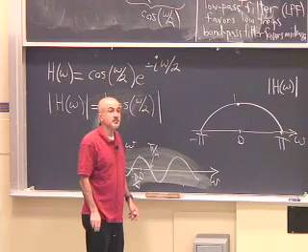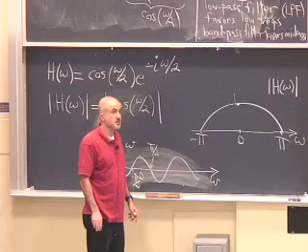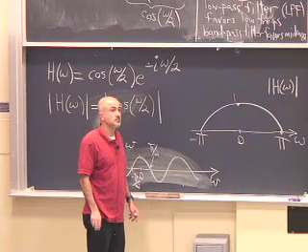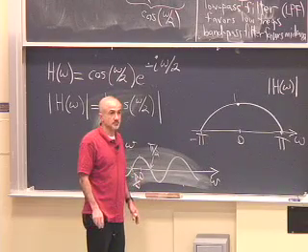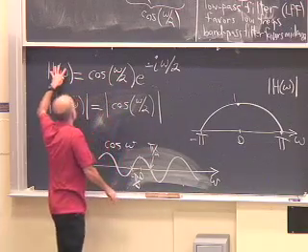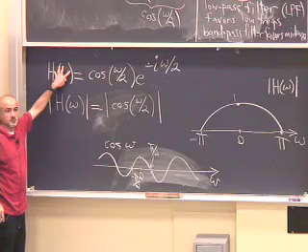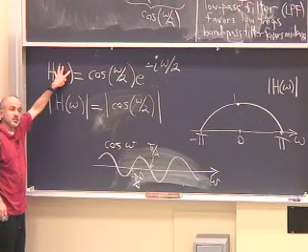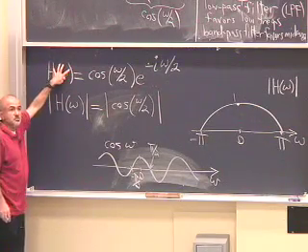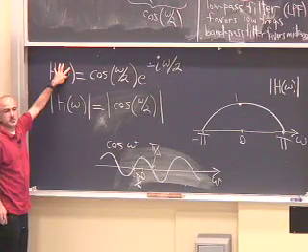Can h of omega go negative, without the absolute value sign? With the absolute value sign, obviously not. Yeah, without the absolute value sign, in fact, it doesn't even have to be real, so forget about negative or positive. But for some filters, h of omega is real.